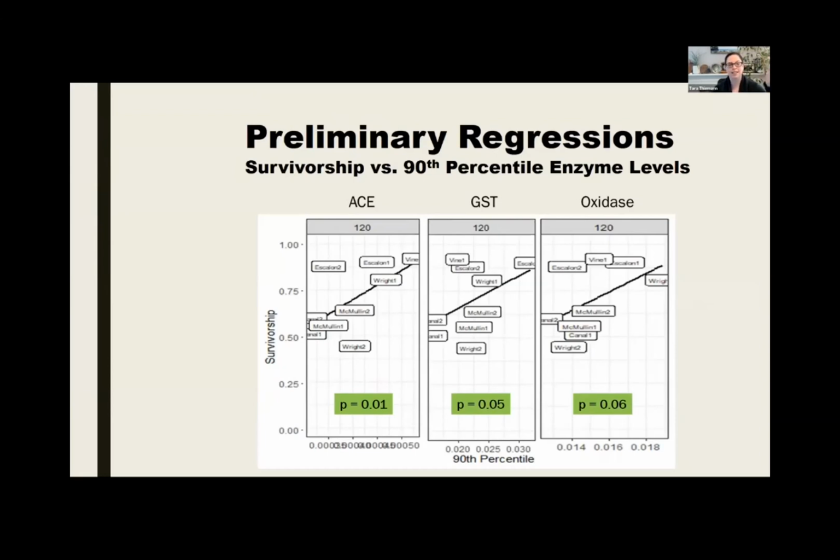So higher on the y-axis means more mosquitoes survived, or there's more resistance from those bottle bioassays. And then on the x-axis, we have enzyme levels, or a measure of enzyme levels. What we can see is for acetylcholinesterase and the GSTs so far, there is a significantly positive correlation. So as those enzyme levels go up, so too does survivorship. And it's near positive for oxidase. So we are working to add more populations to this analysis so that we can get a more robust, or a better feel for how these enzymes might specifically be affecting resistance.